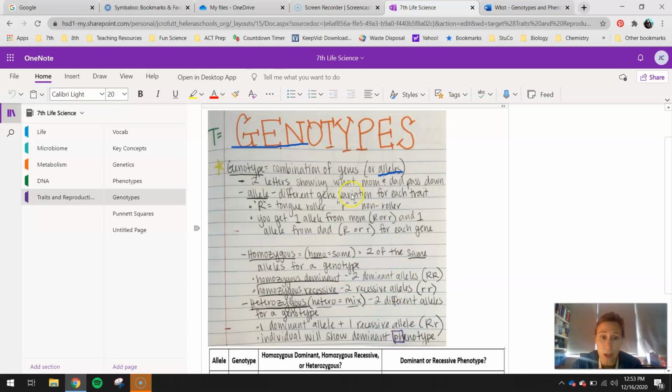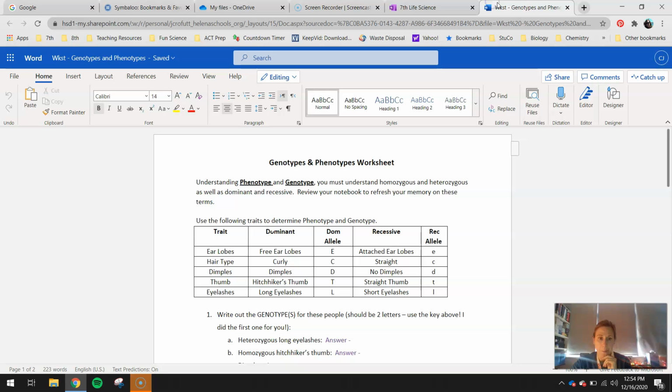All right, so I gave you a lot of examples throughout this. As far as genotypes go, you can have 3 different genotypes. You can be homozygous dominant, where you have 2 copies of the dominant gene or the dominant allele. You can be homozygous recessive, where you have 2 of the same copies of the recessive allele. So mom passes down the recessive, dad passes down the recessive. Or you can be heterozygous. Hetero means mix. And the mix would mean that you have a dominant from one parent and a recessive from another. So those are some vocab to get you through this worksheet.